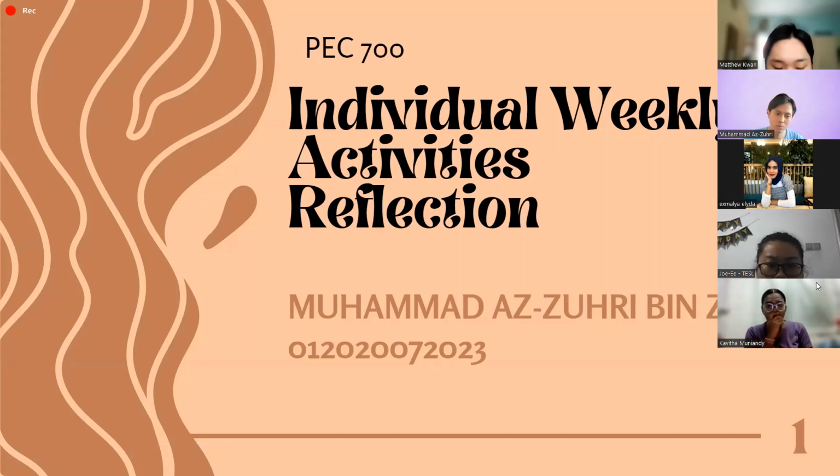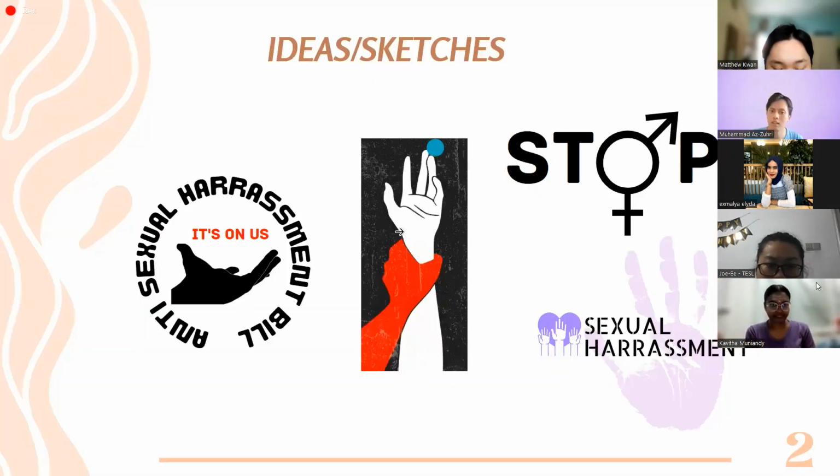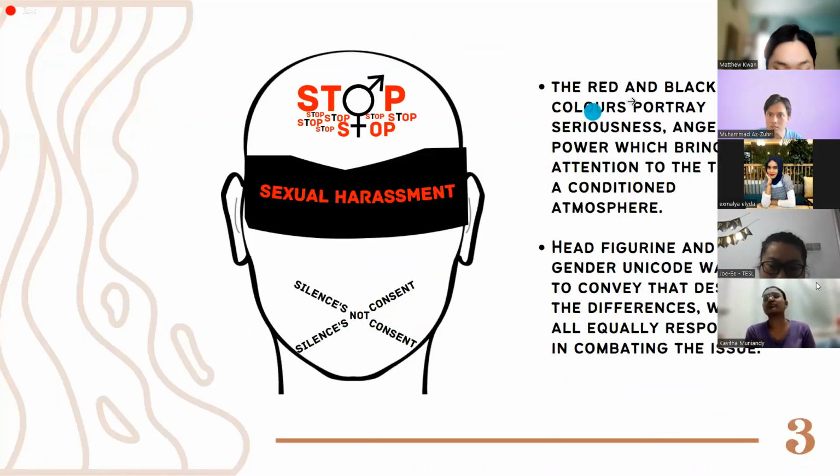So for the individual task, what we did was a logo and posters. These are some of the ideas and sketches that I had in mind for the logo. This is the final product, and we basically had the same idea on how to portray a logo that fights for a cause, which is our topic, sexual harassment. The colors that we picked are red and black, which portray seriousness and bring attention to the topic.